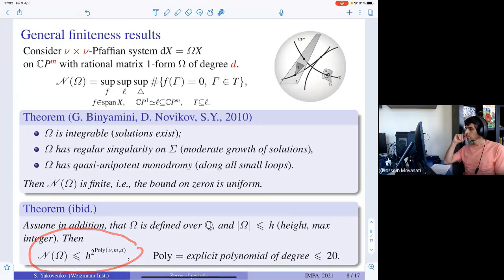So it is some double exponential bound, which depends on the height in a polynomial way, and all other parameters, dimensions and degrees, in a polynomial way as well, but on the second floor. So it's double exponential. And so this is some explicit polynomial of degree at most 20.